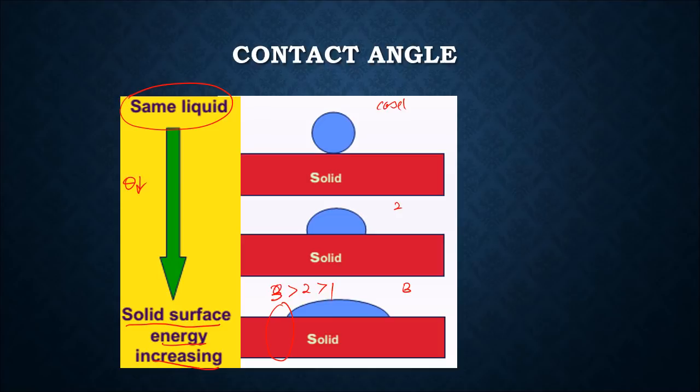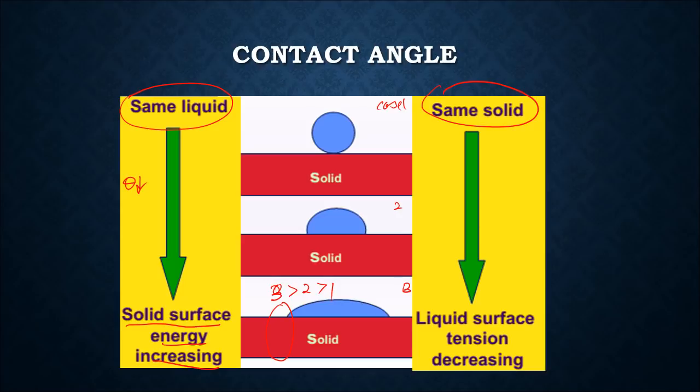However, when you have the same solid, in which condition will you observe case 1, 2, and 3? That will only happen when the liquid surface tension is decreasing. So if you are given this diagram with the same solid, and I ask you which liquid has the lowest surface tension, it should be the liquid in case 3, because the contact angle is smallest. I hope you understand.